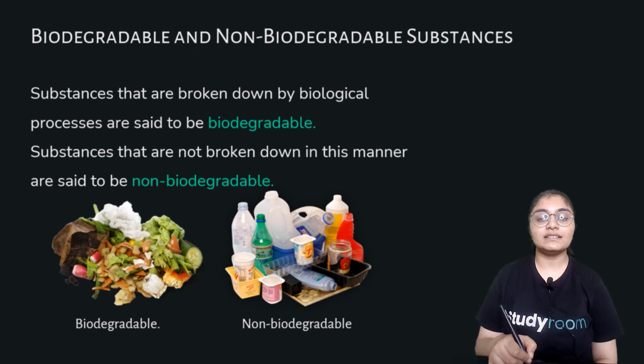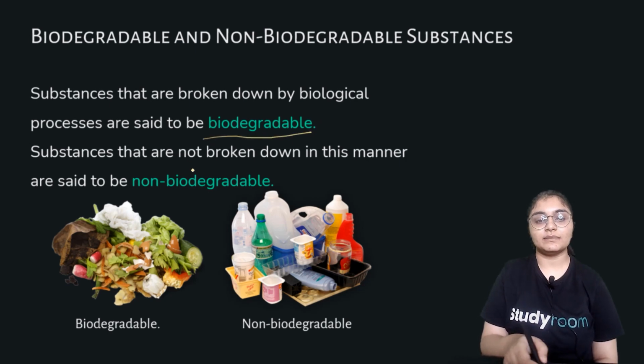Okay, so the substances that are broken down by biological processes, by bacteria and different microorganisms, are known as biodegradable substances, and the substances that are not broken down in this manner are said to be non-biodegradable substances. Especially like plastics. Here you can see that pictures are also given. Biodegradable are the organic wastes that can be broken down by the soil bacteria or by the action of saprophytes. These are known as biodegradable.